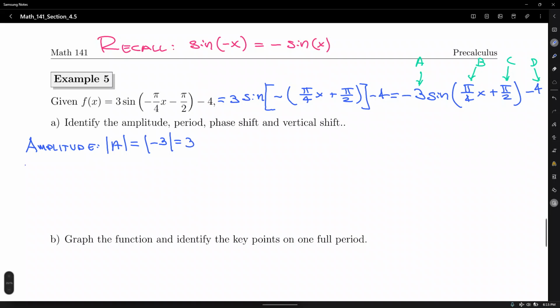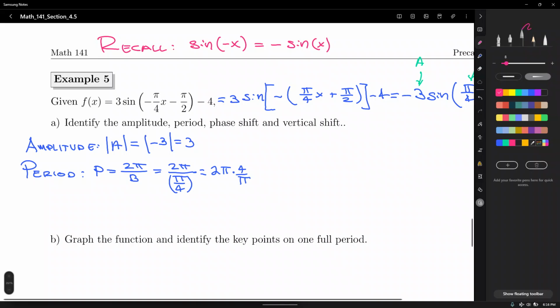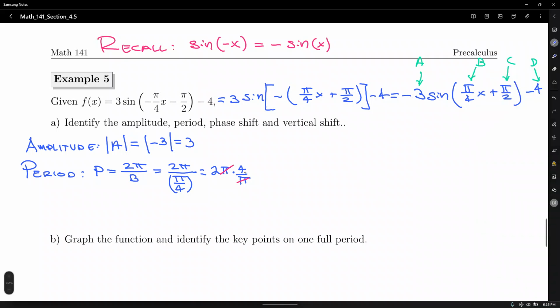All right. The period, which is P equals 2 pi over the quantity B, which is 2 pi over pi over 4. Be careful, because dividing by pi over 4 is the same as multiplying by 4 over pi. All right. And in this case, the pi's are going to cancel out, and we're going to multiply 2 times 4, which equals 8. All right. What about the phase shift?